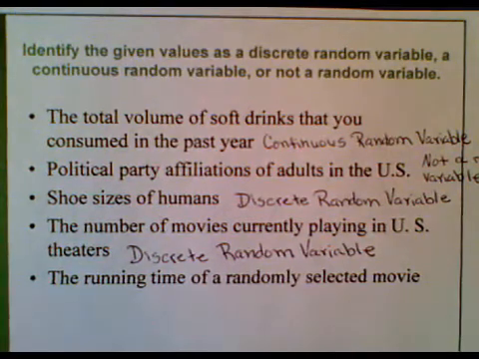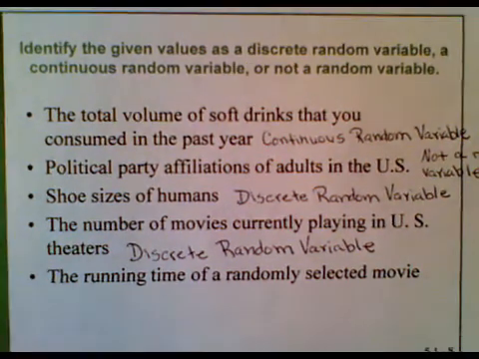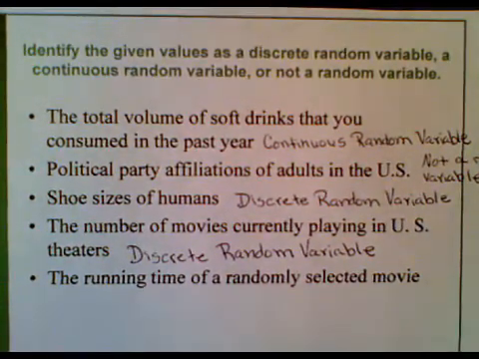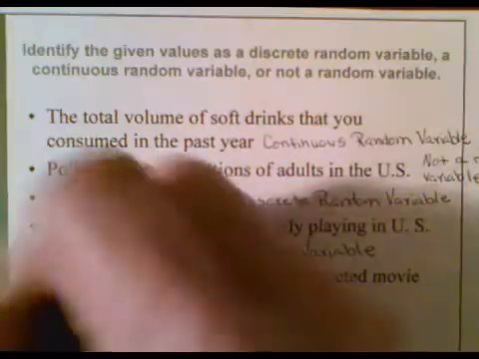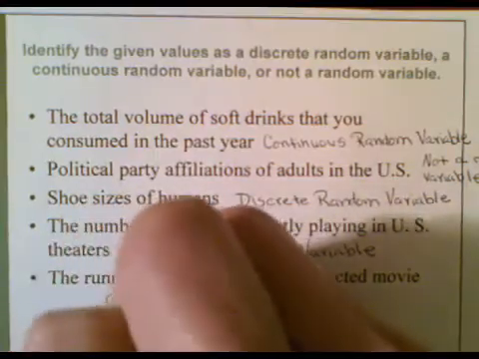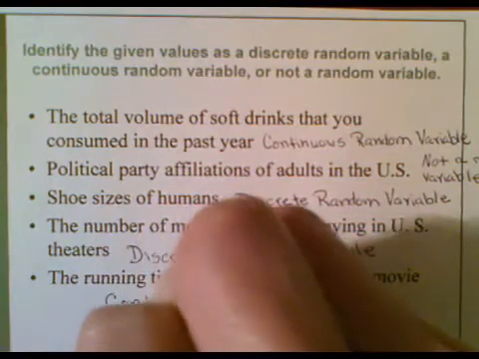And then finally, the running time of a randomly selected movie. It is a numeric value. It's determined by chance for any given movie. You measure time rather than counting time. So running time would be a continuous random variable.